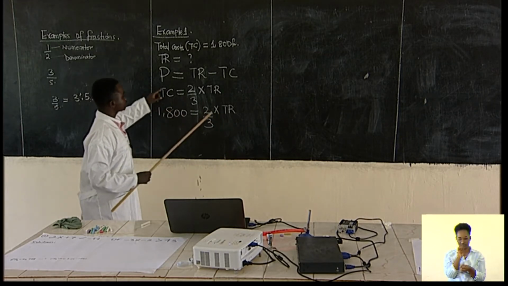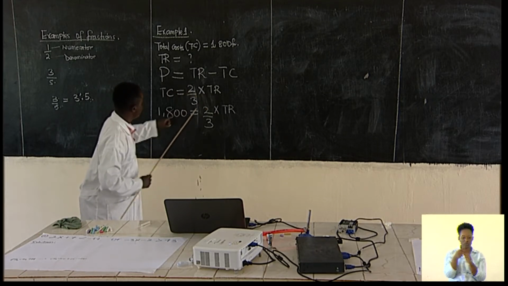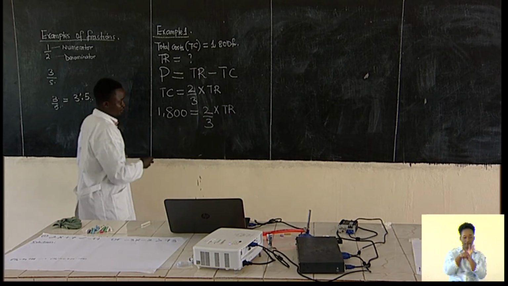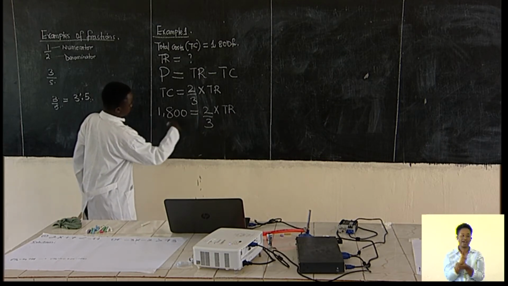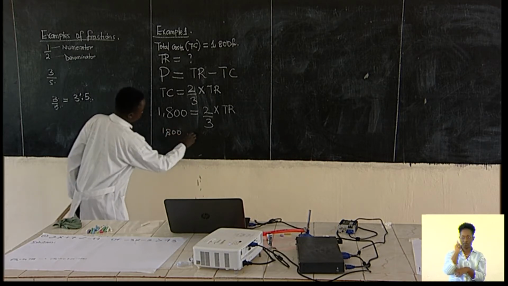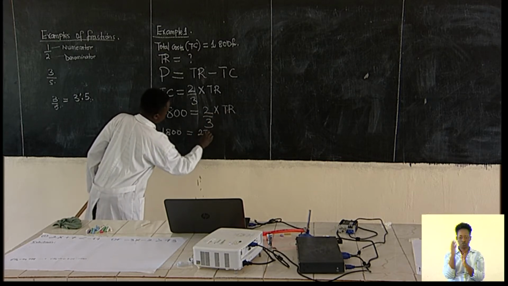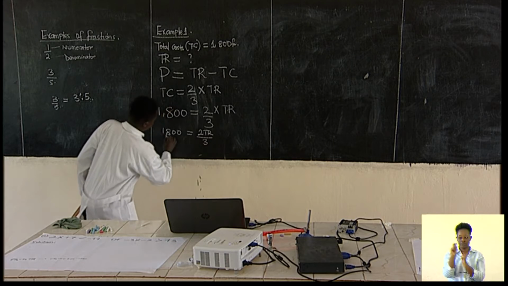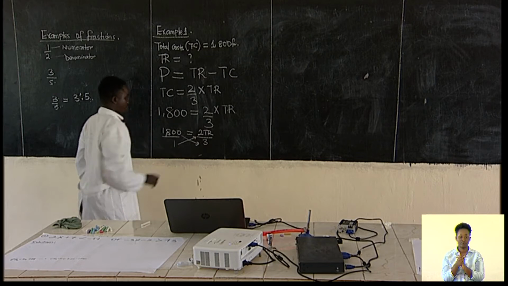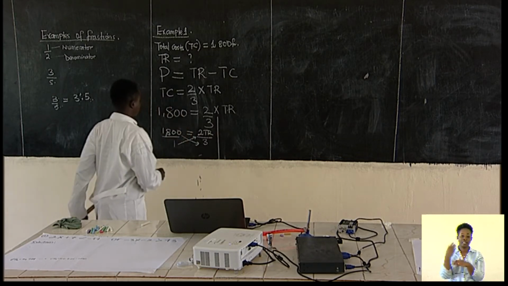And from this, if total costs is equal to 2/3 of total revenue, then you substitute. After substituting, we can calculate total revenue here. So 1,800 is equal to 2 times total revenue over 3. So out of 1, you cross multiply.